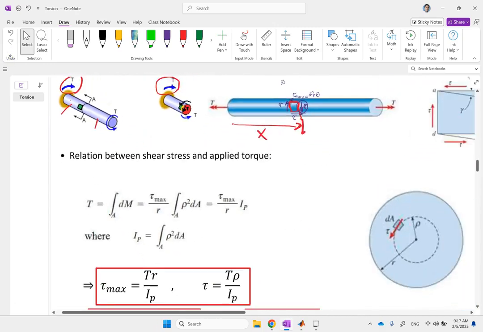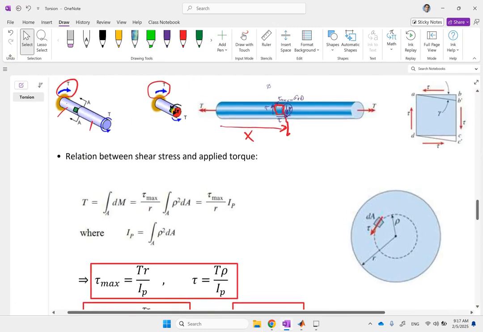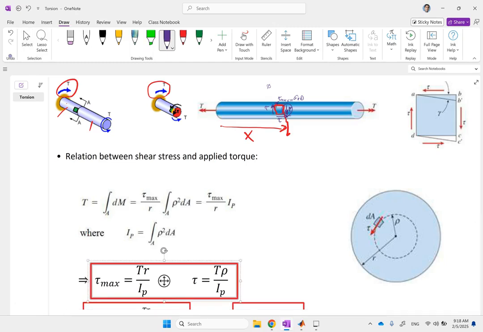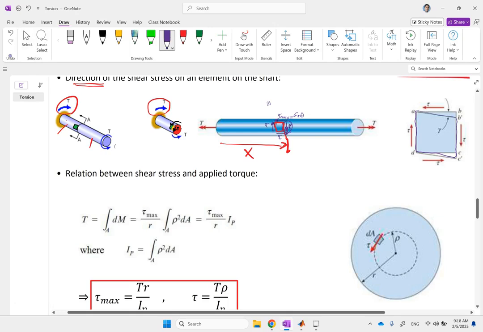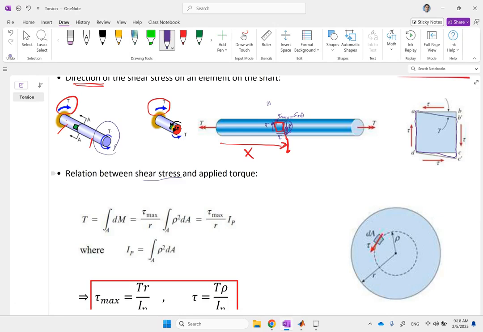Now, the big question is, fine, we found all of this. And by the way, this is the way that this element will deform. Because of these stresses, it's going to go like that. Now, the question is, when I apply this torque, what relation exists between this torque and the shear stress? Because if I apply a bigger torque, I should have bigger shear stress anywhere in the shaft. So what relation exists between tau and T?